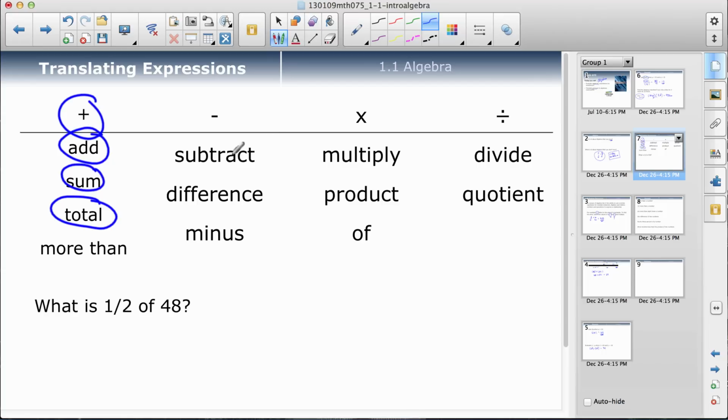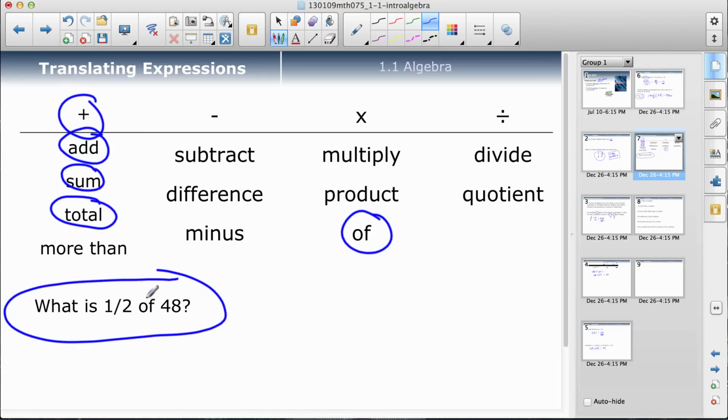For subtracting, here's some words. Multiply, here's some words. That might be a key one. Often with multiply, "of" means multiply. Not always, but often. And divide. So if a question says, what is a half of 48? I see a keyword, "of". So all I'm going to have to do on this question is go 1/2 of means times 48. So half of 48, if you multiply those two, comes out to 24.